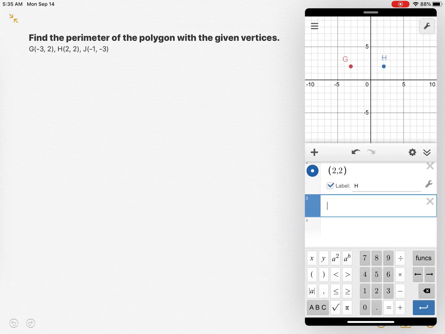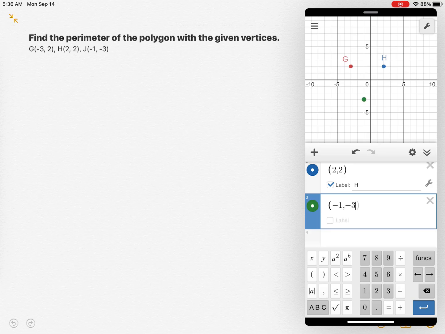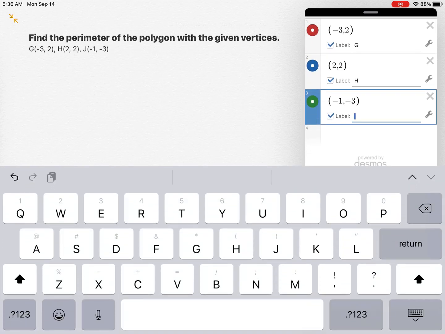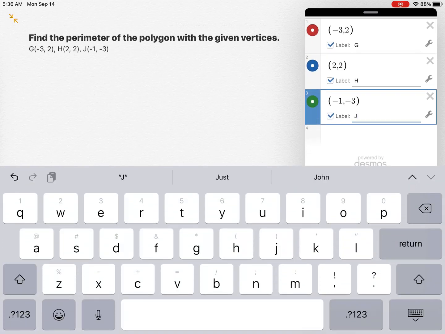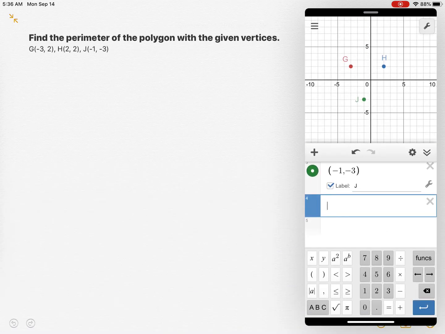And last but not least, let's enter in our last coordinate. And if you'd like to label that, totally optional, you don't have to. Go ahead and do that. Okay, so we've got our 3 points in there. And so what we need to do here is find the perimeter.